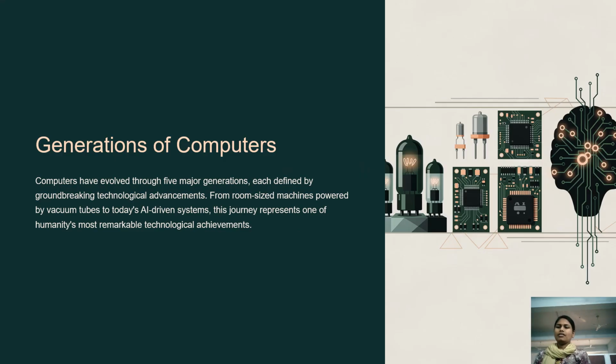Today I will explain the 5 generations of computers. The classification is based on major technological development. Each generation introduced improvements in speed, size, cost, and reliability.